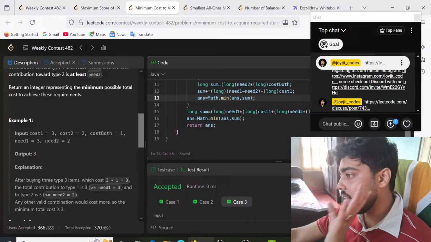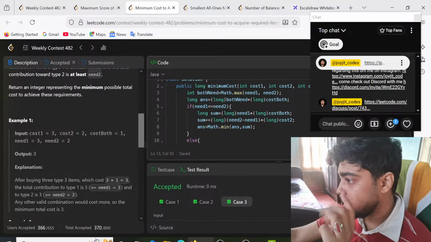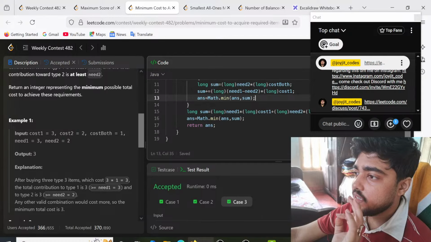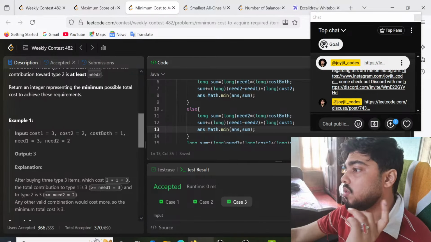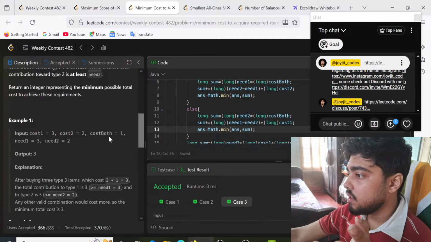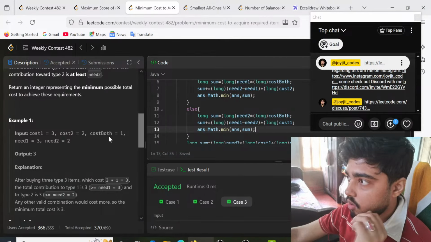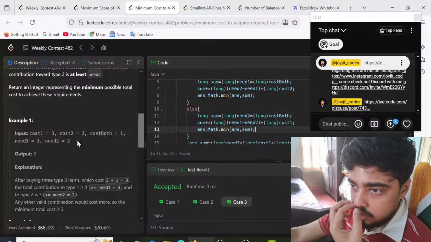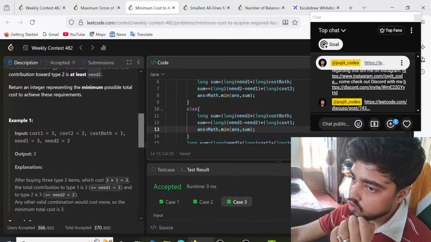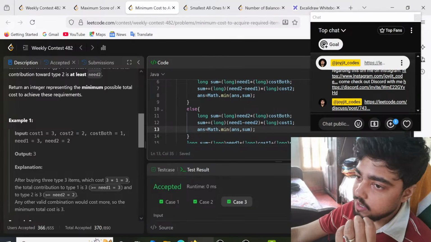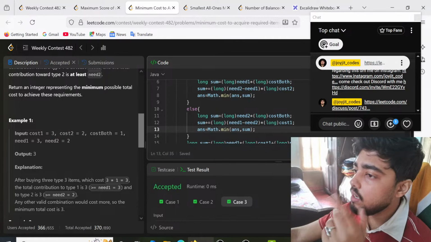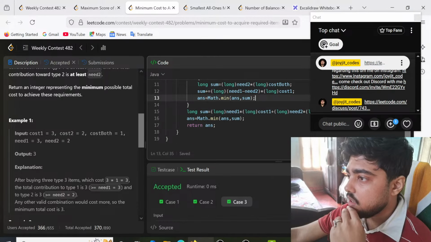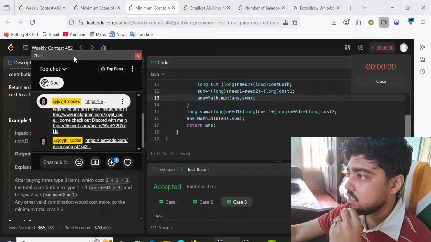And the final condition, these are the three conditions that I've already said, is that you don't use cost both. You use cost 1 and cost 2. So cost 1 you use need 1 times, and cost 2 you use need 2 times. Okay, so that is this.